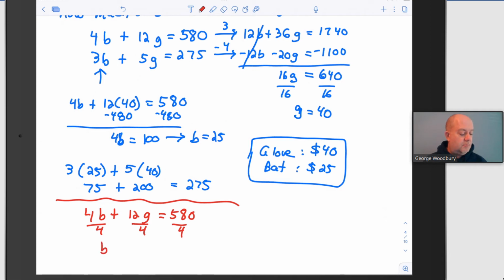So this would have become B plus 3G equals 145, or B equals negative 3G plus 145. Now I could have substituted that into another equation. So it was possible to do it that way. I just think that unless there's a clean, plain variable term, jumping to elimination first is a good move in the long run.